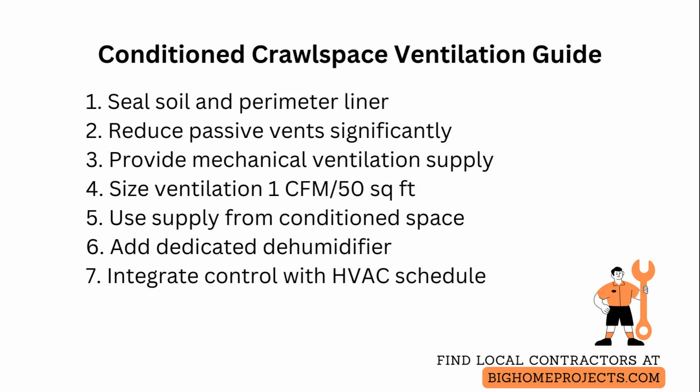Start by sealing soil and perimeter with an impermeable liner and close or substantially reduce existing passive vents to limit unconditioned air entry. Then, provide either a supply-only or balanced mechanical ventilation system sized to 1 cubic foot per minute for every 50 square feet of crawl space floor area, or follow local mechanical code guidance that may be more conservative. If you choose supply-only, make the supply duct from conditioned living space so the crawl space gets temperate air and pressure that discourages soil moisture infiltration.